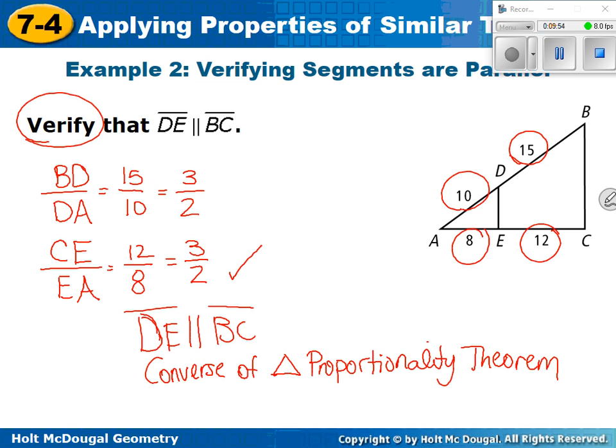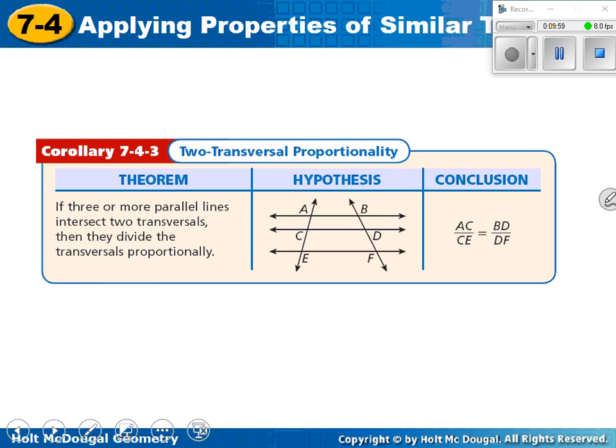second one, second shortcut. Second shortcut is called the two transversal proportionality. You're going to have two transversals. That's why it's called the two transversal proportionality theorem. The thing that has to be true for this to work is you have to have 3 or more parallel lines in your picture. 3 or more parallel lines. So when I look at this picture, they should have told you that these 3 lines are parallel. That's a typo, so please add those little parallel marks.